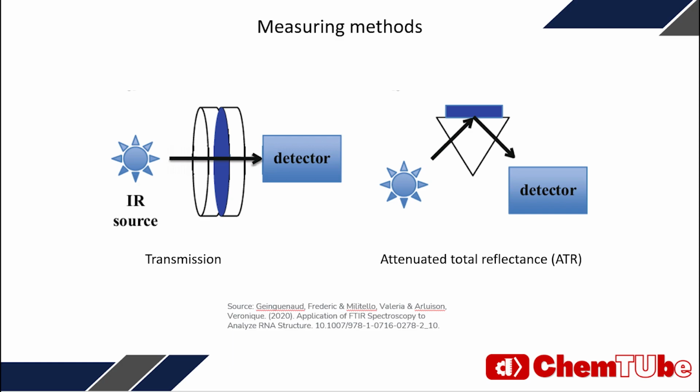Transmission is used to measure liquids, gases, and films, where the IR light passes through the sample, and ATR is used to measure liquids and solids, where the IR beam is reflected off the sample using a crystal. This allows us to measure strongly absorbing materials. Let's start by looking at ATR.